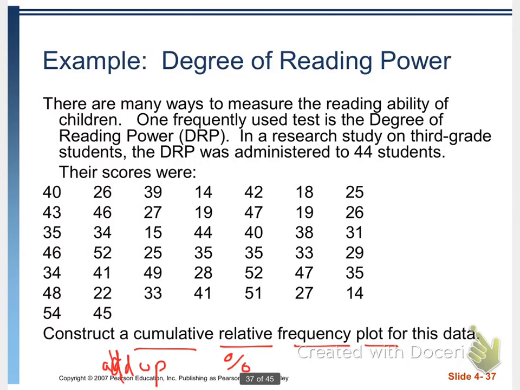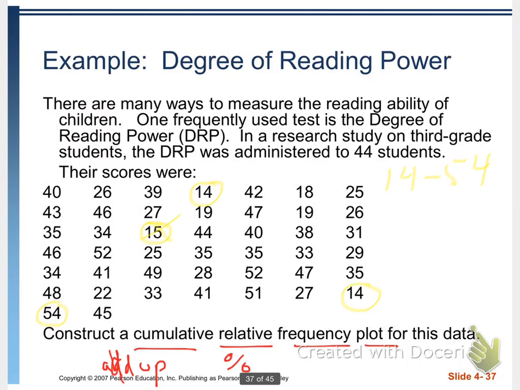And what we notice here is we have scores. It says one frequently used test is the degree of reading power for reading ability. In a research study on third grade students, the DRP was administered to 44 students, and there's your scores. The lowest score here that I see is a 15. No, there's a 14 here, so that's the lowest, and another 14 here. And the highest looks like a 54 or something like that. 54 looks like it's about the highest. So I have to go from 14 to 54.